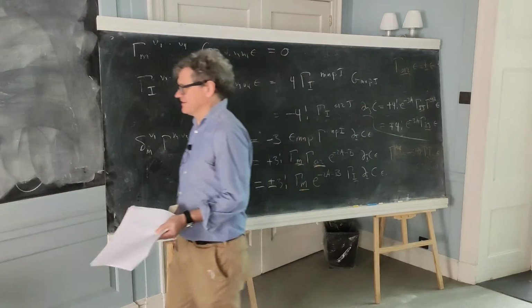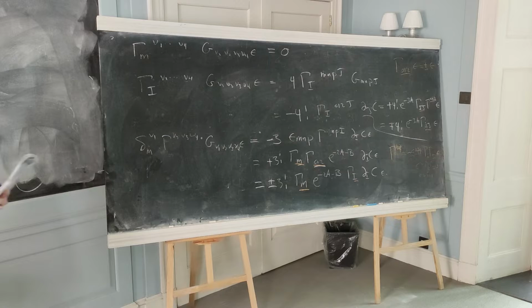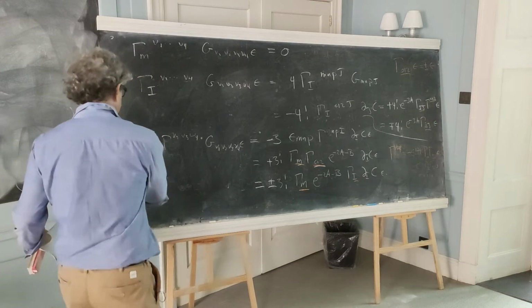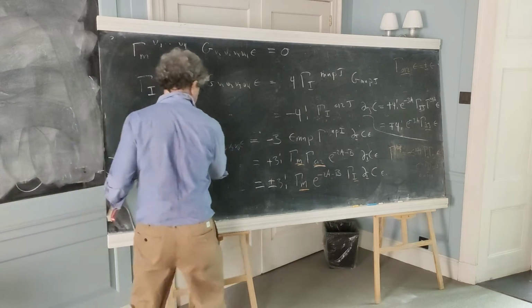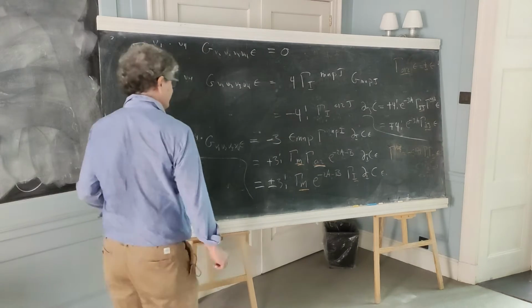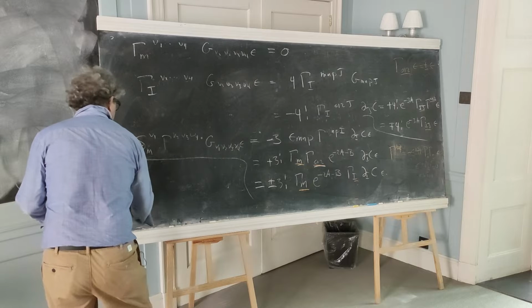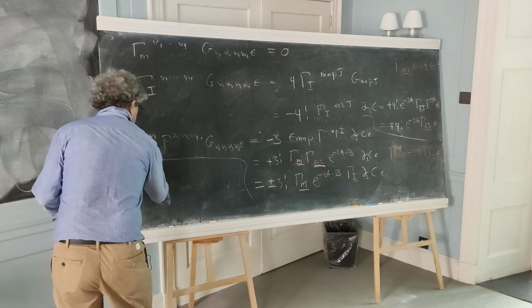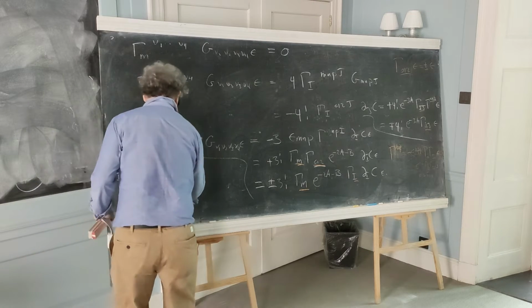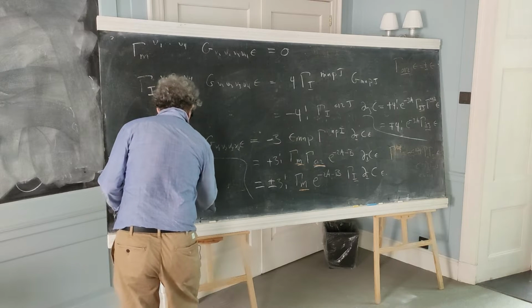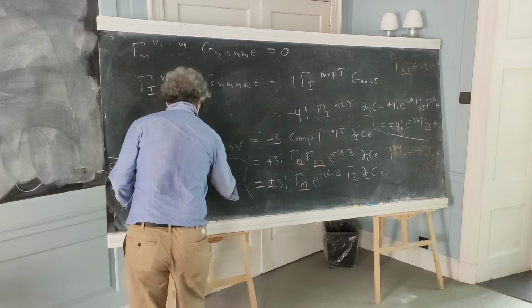So this is a little tedious, I agree. We've got one more to go, which I was hoping to squeeze on this board. Let me try, because it's not as bad as the others. The last one we want is delta I, nu 1, gamma nu 2, nu 3, nu 4, g nu 1, nu 2, nu 3, nu 4.